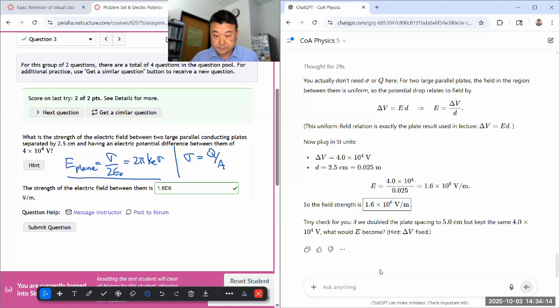So, tiny check for you. If we double the spacing, oh yeah, I guess I can answer that. But at the same voltage, what would it become? Hint: delta V is fixed. So it would be half the, right?